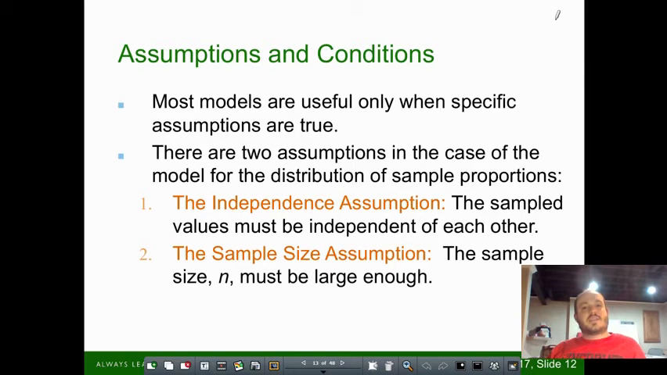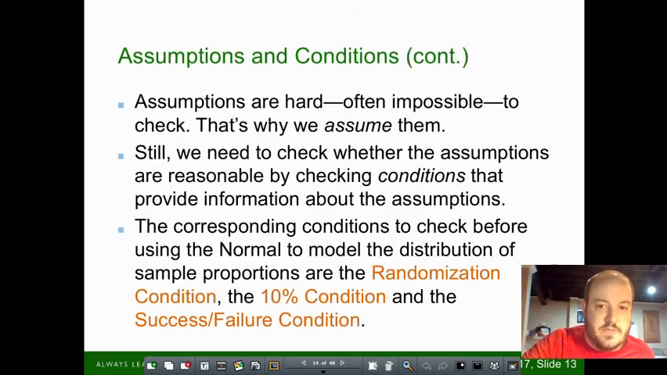So what they have done is come up with some specific conditions that will help us satisfy those two things. The actual things we need to check to make sure we're allowed to use this are our randomization condition, our 10% condition, and the success/fail condition, which we will talk about more in a second. All right. So it says here that a lot of times the assumptions are hard. That's why we just assume them. Still, we check these conditions, that way we can check to make sure our assumptions are probably true.